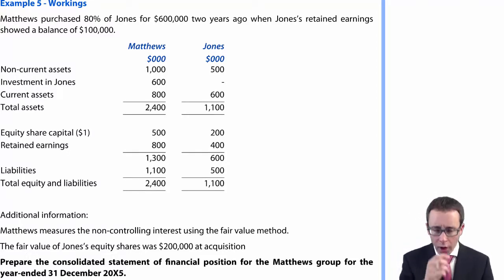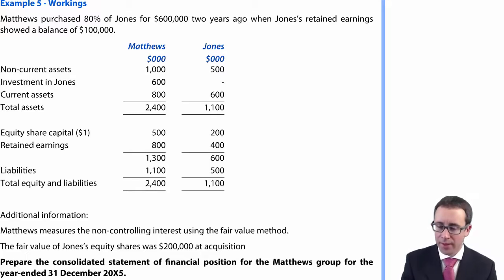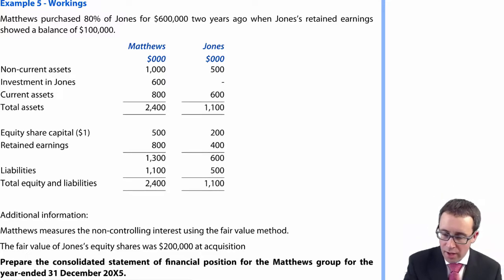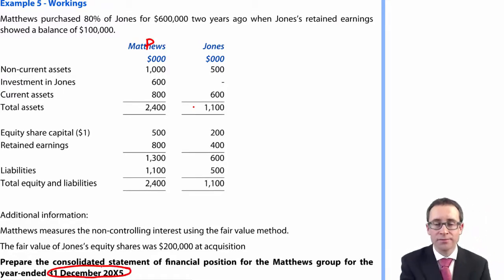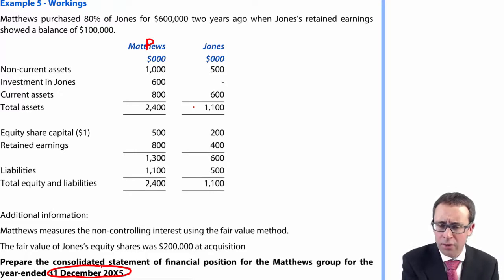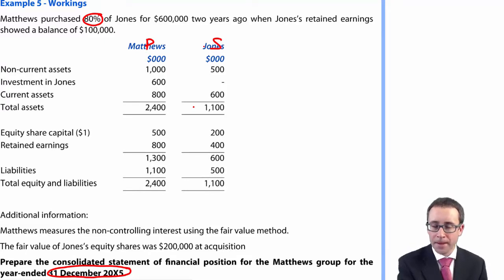So the example there is called workings. So nice and simple, sort of giving the game away. It wants us to go through there and prepare the statement of financial position for the Matthews group. So Matthews must be the parent, and it wants us there to prepare it for the year ended December X5. Okay, so we know Matthews is the parent, so we can think there about the group structure then, can't we? Who is the subsidiary? Well, the subsidiary must be Jones, obviously, based upon the information given in the question, but it does say we own 80% of Jones, so Jones is the subsidiary.